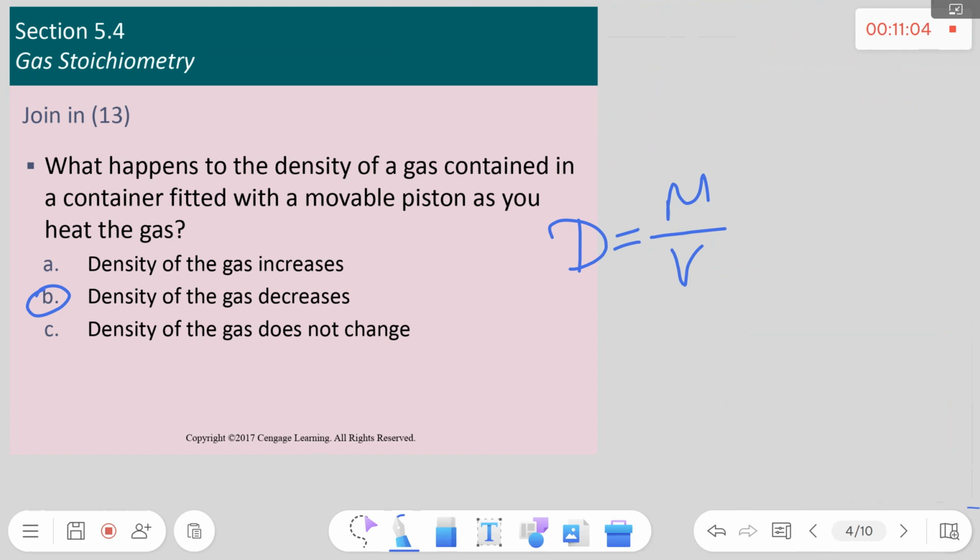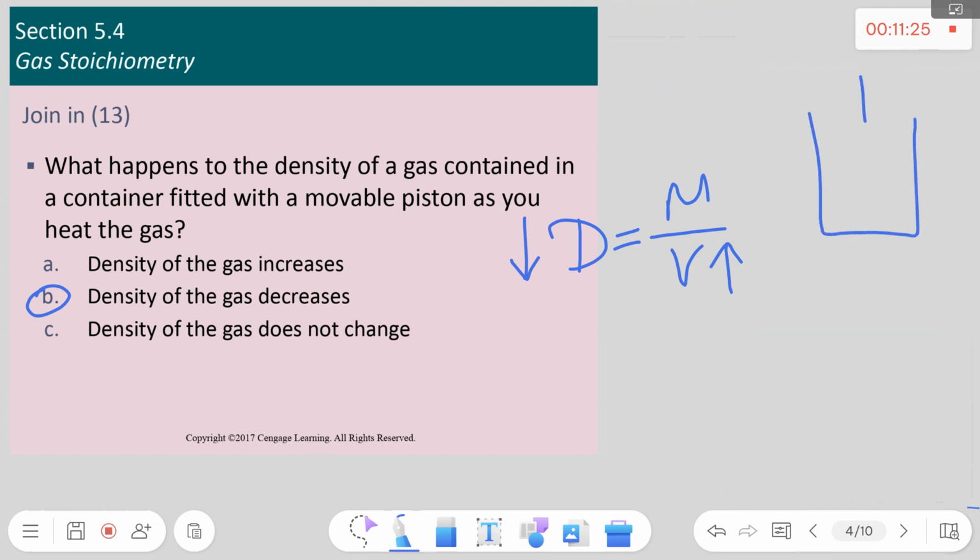and we allowed the piston to move. If you allow a piston to move, what can change? Volume. You increase temperature, what happens to volume? It can increase. If volume increases, what happens to density? Decreases. All right, those gas molecules are spread out more.